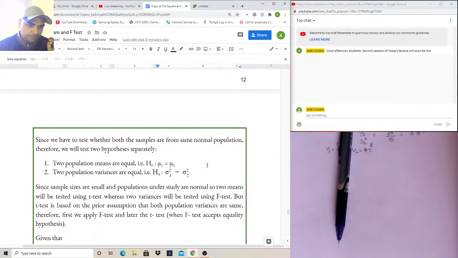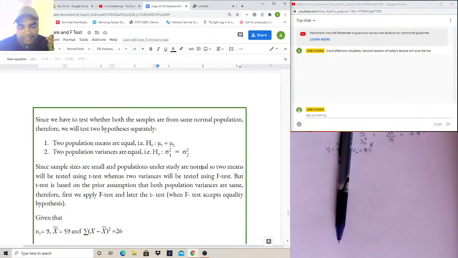So what is the solution? Since we have to test whether both the samples are from the same normal population, we have to test two hypotheses separately. First, we have to test whether the two population means are equal. If the two population means are equal, then these are the same populations. Then we have to test that the two population variances are equal, that is, sigma 1 square is equal to sigma 2 square.